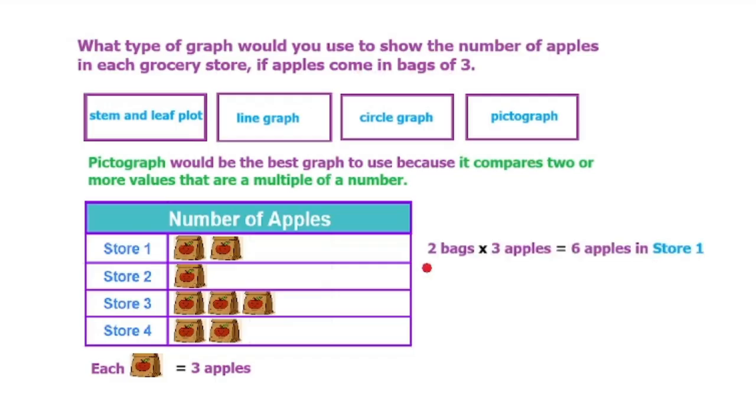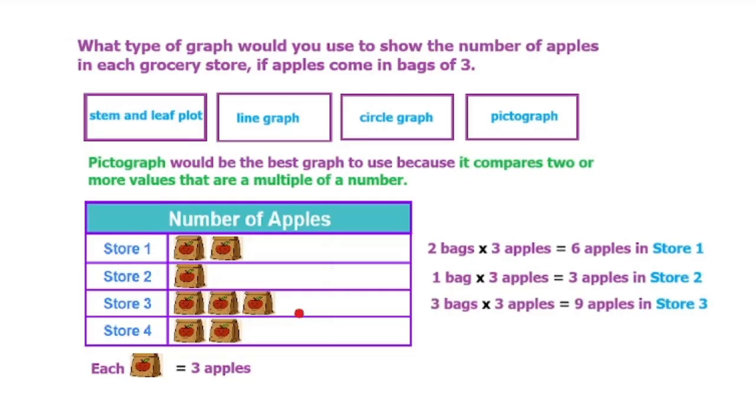So let's multiply that out for each store. There's 2 bags times 3 apples equals 6 apples in store 1. Let's continue that calculation for each of the stores. 1 bag times 3 apples equals 3 apples in store 2. In store 3 we have 3 bags, so 3 bags times 3 apples equals 9 apples in store 3. And finally in store 4, we have 2 bags. 2 bags times 3 apples equals 6 apples in store 4.